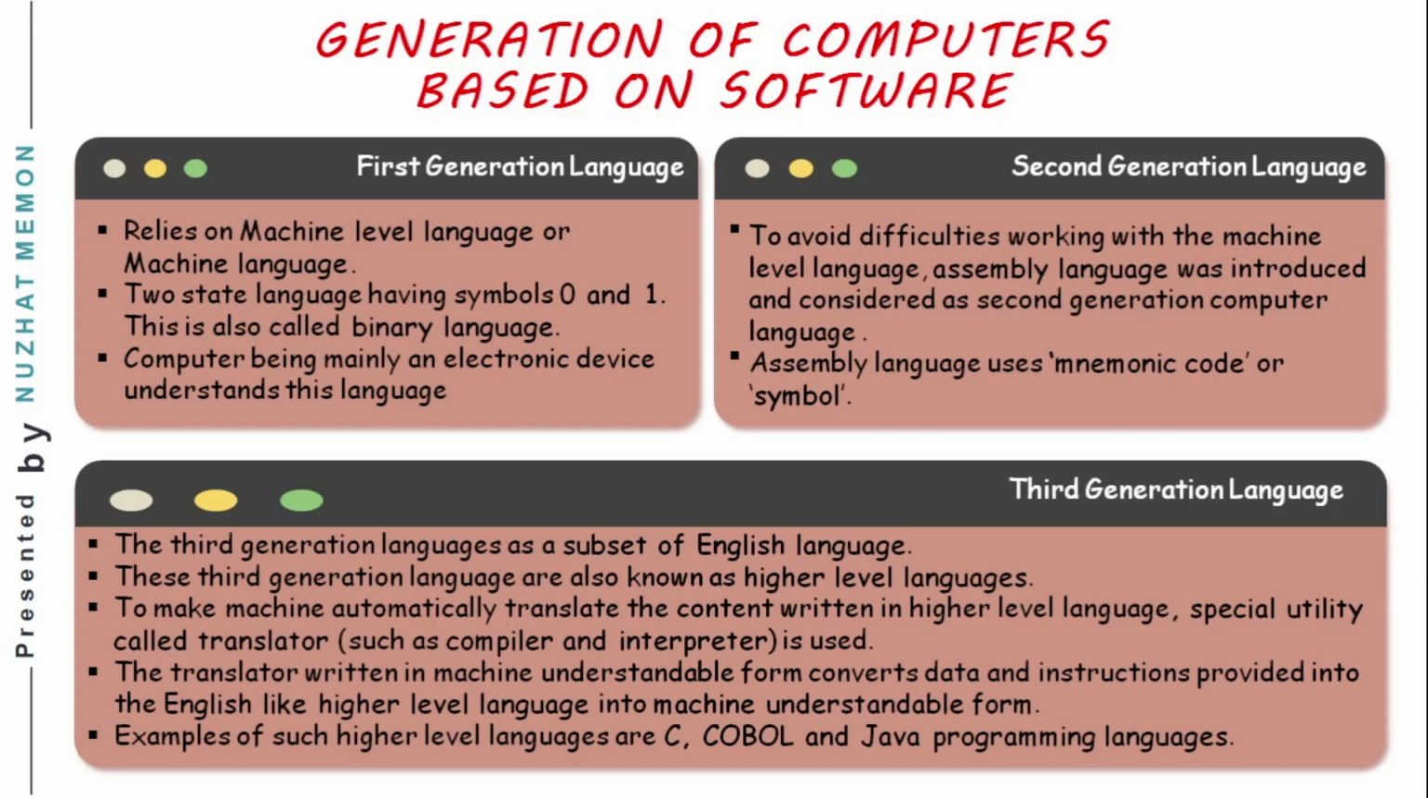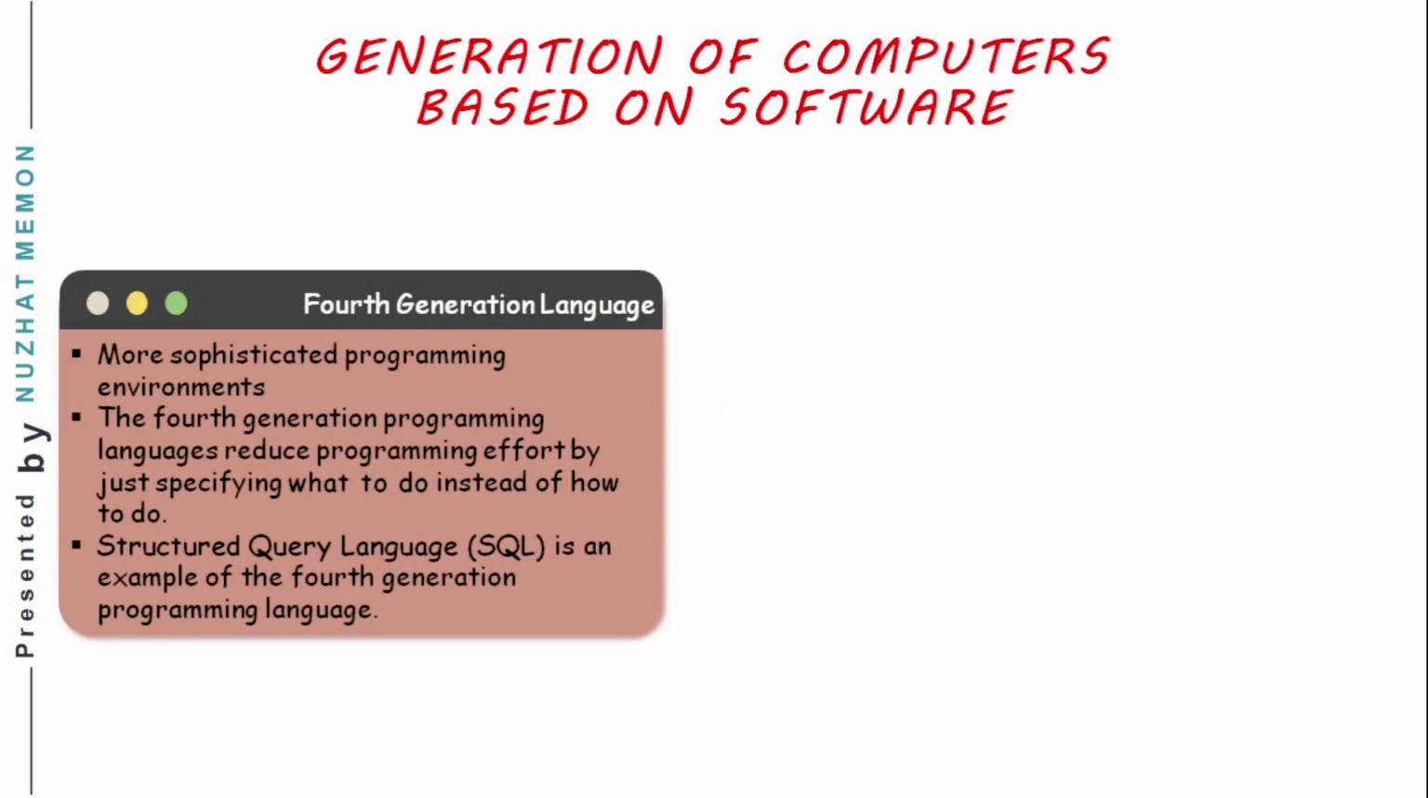The translator, written in machine understandable form, converts data and instructions provided in the higher level language into machine understandable form. So the examples of such higher level languages are C language, then COBOL and Java. All of these languages are known as programming languages. Now we will see our fourth generation of language.